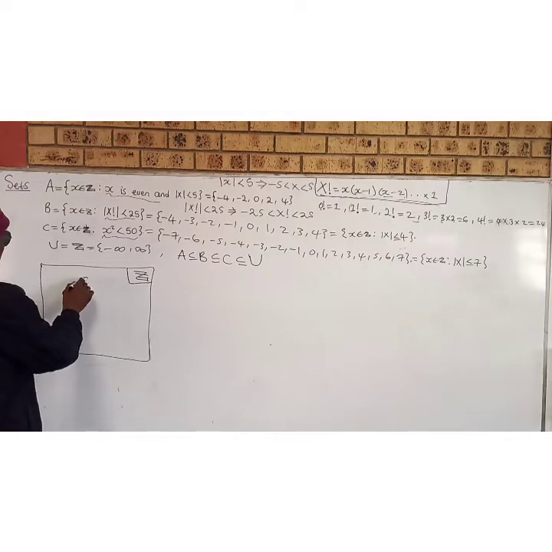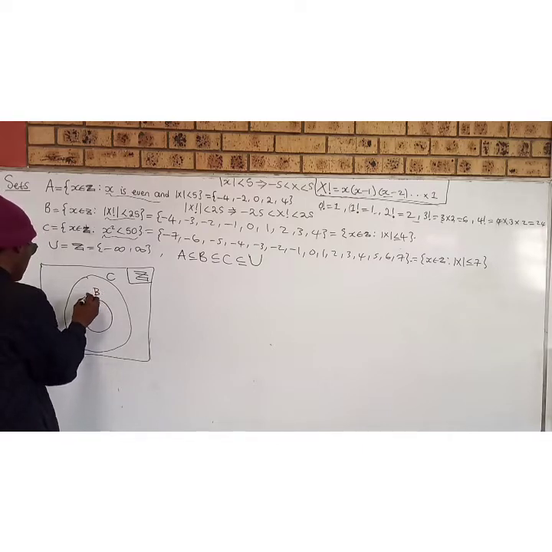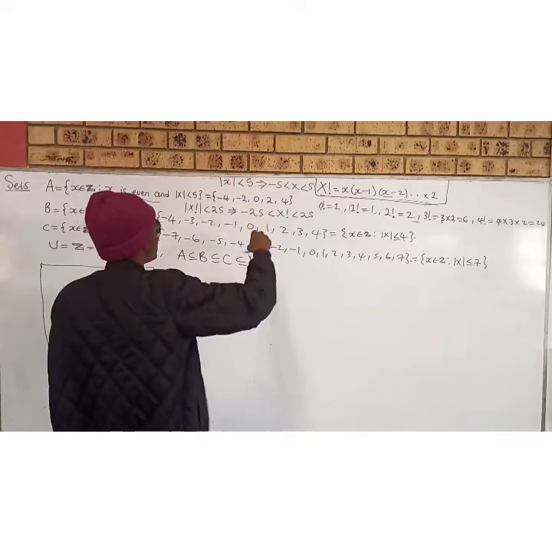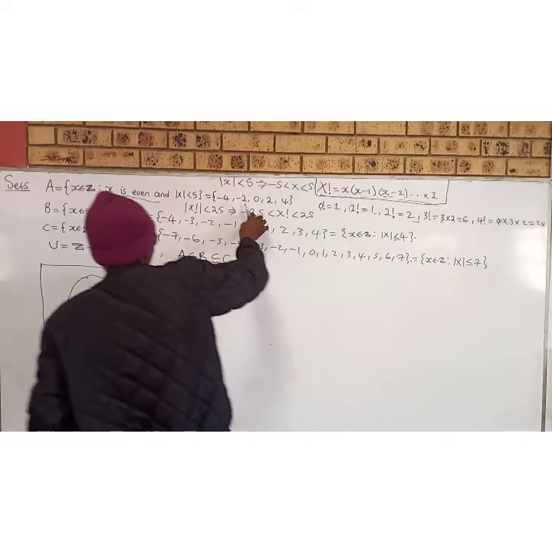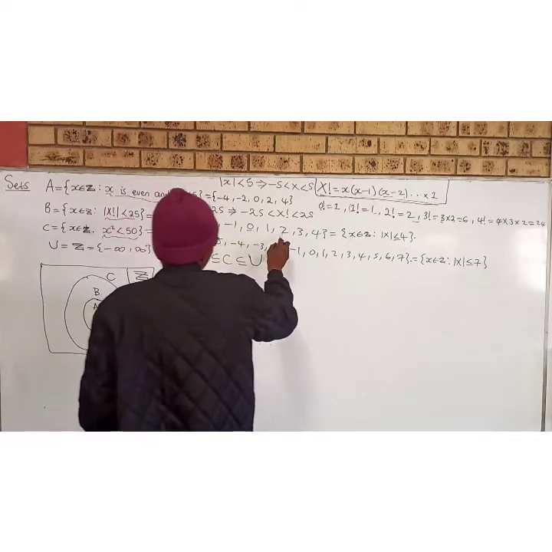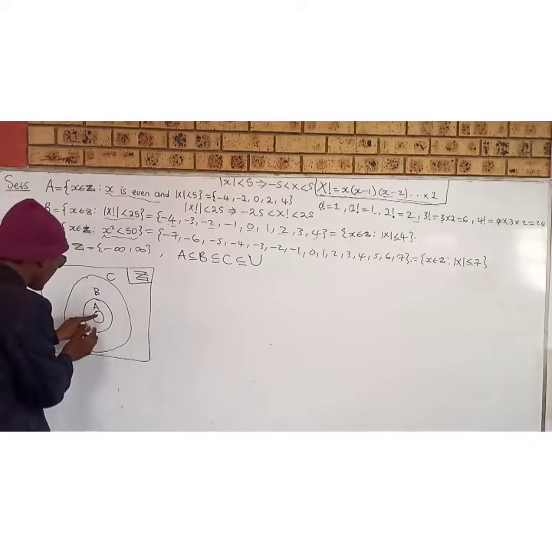In this case, we have a big set. This big set that you have here is your set C. The set inside is your set B, and the smaller set inside is your set A. What do I mean by this? When I say A is a subset of B, what I'm saying is that every element in set A is contained in B. Because if you check carefully, negative 4, negative 2, 0, 2, 4 is contained here in B. That's why I say A is inside B. A being a subset of B means A is inside B.